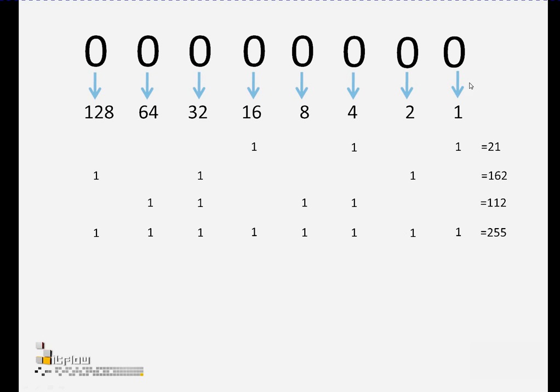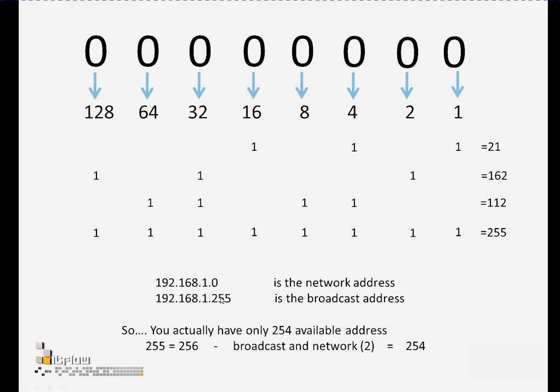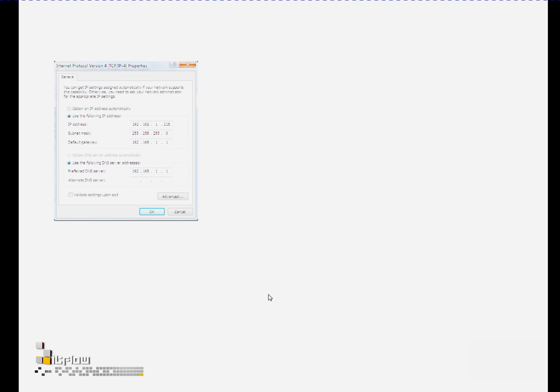The highest being 255. If all of the zeros were all ones, that would be the highest number you can have. Now there are 256 numbers in total. 0 is considered a number in this case, and 255 is the highest number. So that's 256 altogether. Now you actually only have 254 available addresses, because 0 is the network address and 255 is the broadcast address. So in between there are 254 available addresses to use.